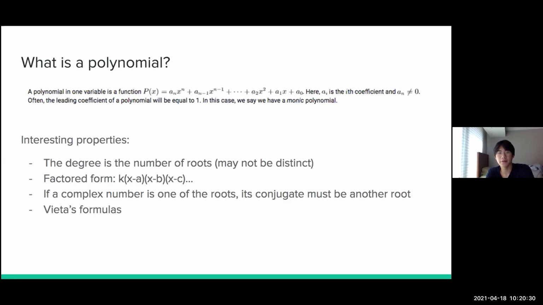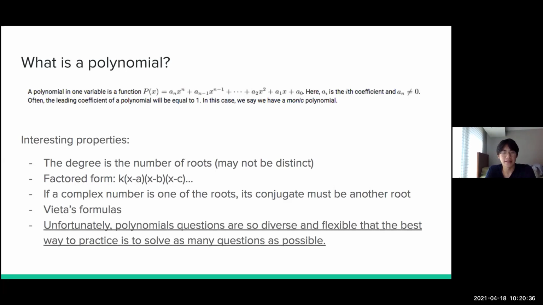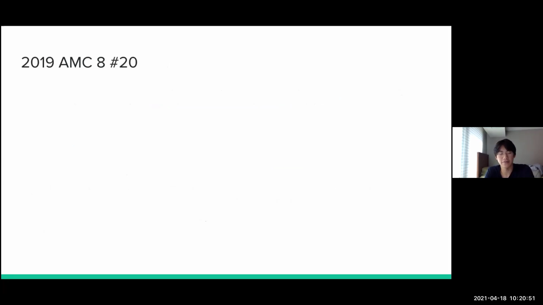So if you're not familiar with it, you should definitely go check it out on your own after this lecture. But really, the point about polynomials is that they're so diverse and flexible that the best way to practice is simply to solve as many questions as possible. There's not a single set way to get really good at polynomial equations, simply because you never know what you're going to run into. Let's see a question from the AMC 8 first.